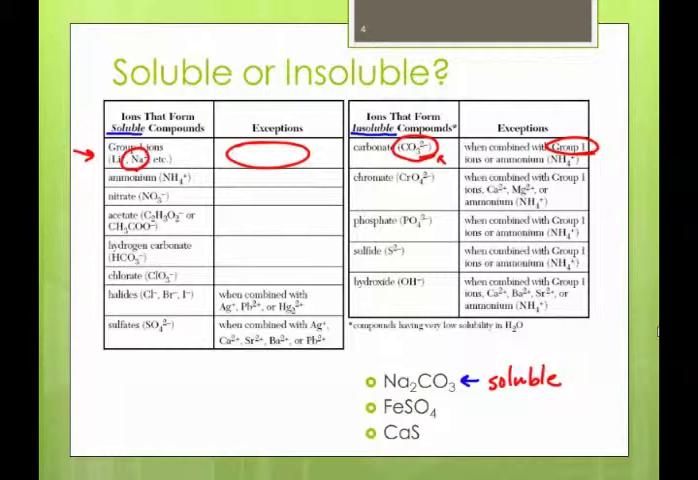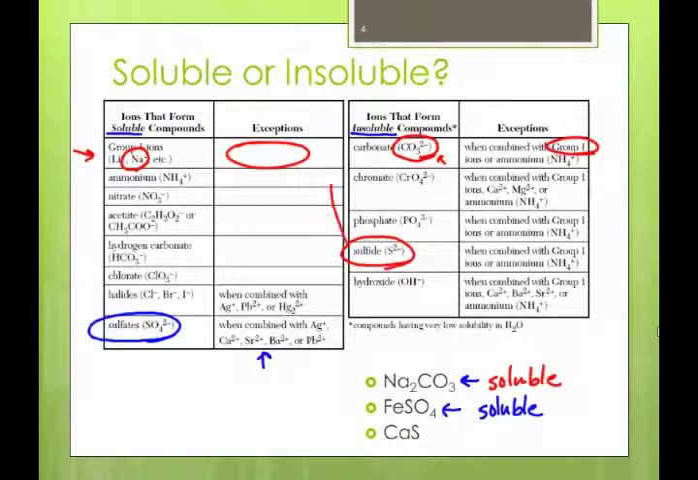Next, I'm going to check out iron(II) sulfate. I want to look for either iron or sulfate, and I find sulfates down here. I see that there are some exceptions to the general idea that sulfates are soluble, but iron is not included in them, and so therefore I can say that this is also soluble. Calcium sulfide: I don't see anything about calcium, but I do see some information about sulfides right here. They are generally insoluble compounds. There are some exceptions listed here, but calcium is not among them. And so we would say the calcium sulfide is insoluble.